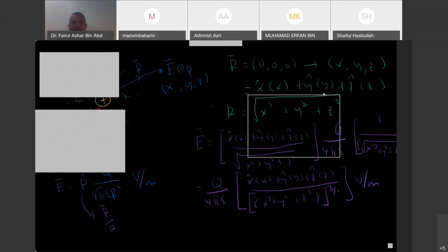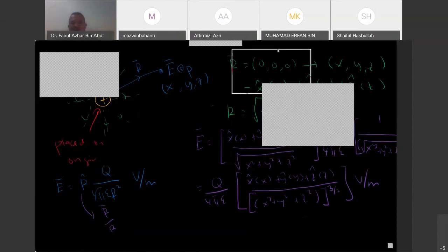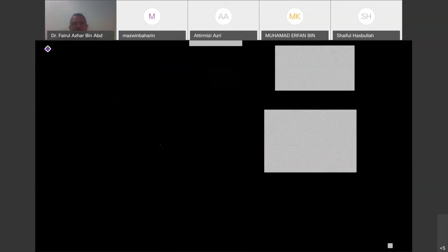All right. So that's all for Coulomb's law. Now, Gauss's law. In Gauss's law, the expression starts from del dot D is equal to rho v. This is based on the Maxwell equation.